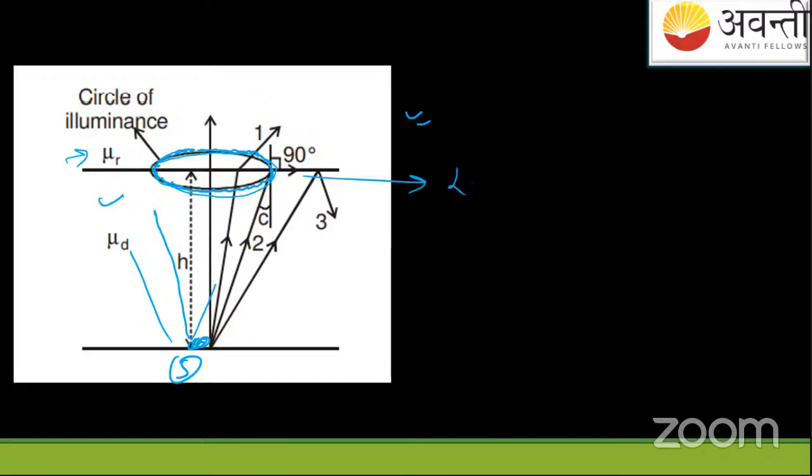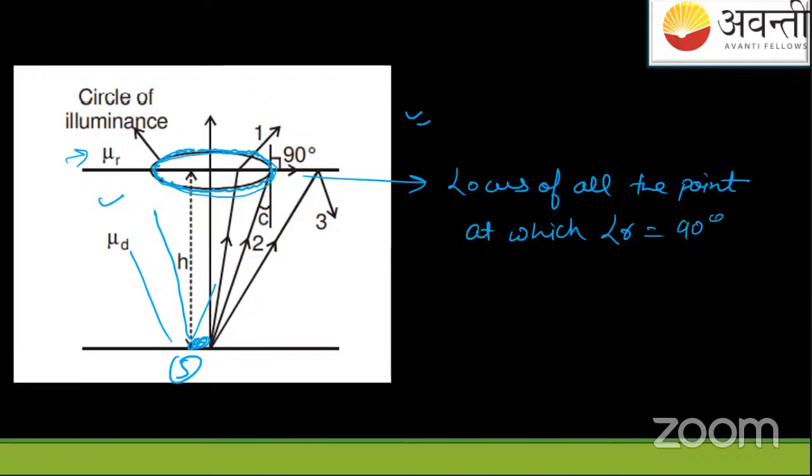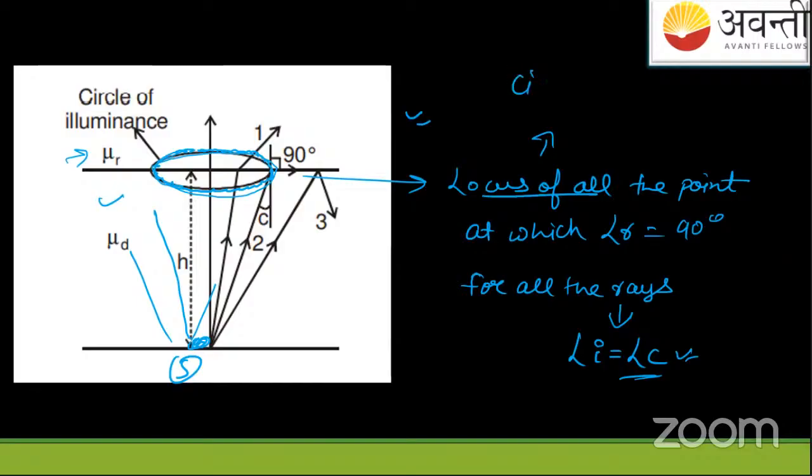So I can say the locus of all the points at which the angle of refraction is 90 degrees, for all the rays for which the angle of incidence equals the critical angle, we'll say the locus of all such points is a circle. You will see it as a circle when you connect all those points, and it is known as the circle of illuminance. Just for knowledge.